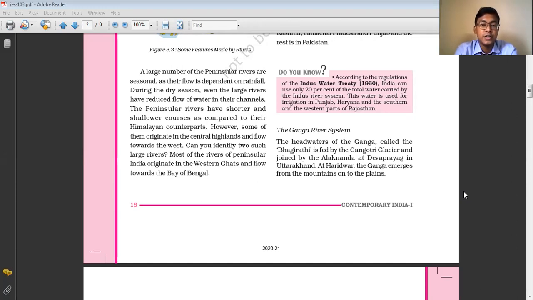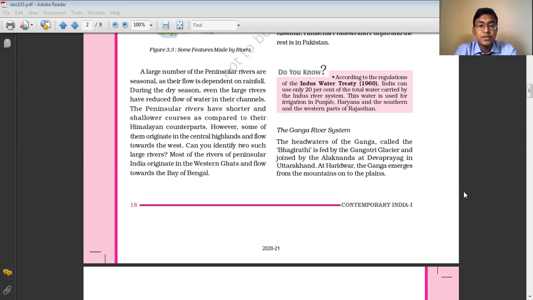The Ganga river system is the most important Himalayan river system, and it occupies a larger part of our country. The Ganga river system, or the Ganga drainage basin, occupies a larger portion of our country. So, let us discuss in detail this Ganga river system.